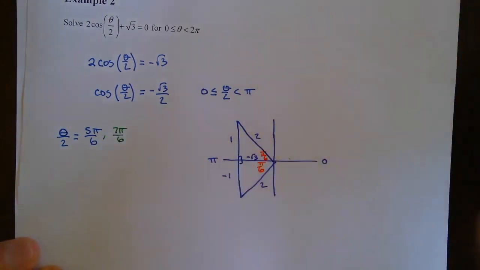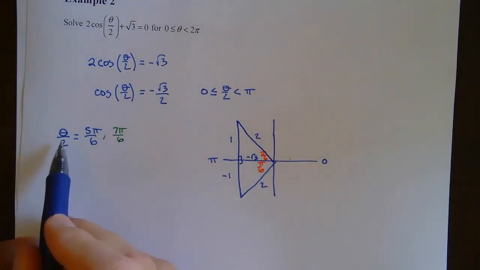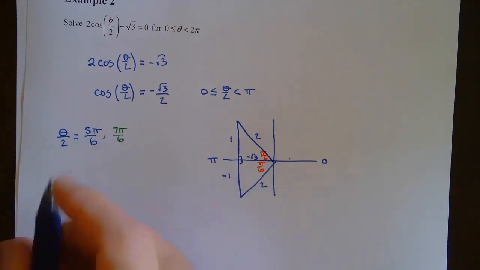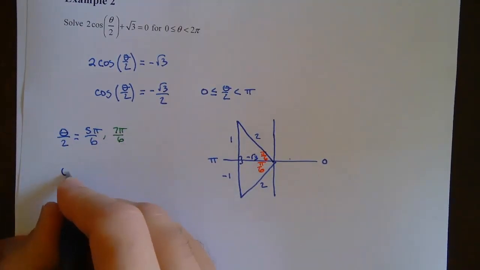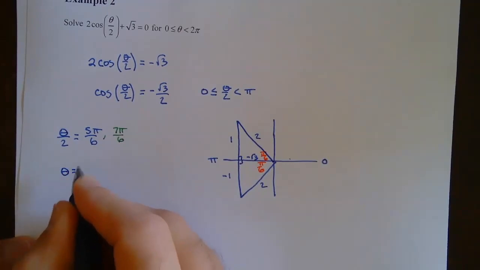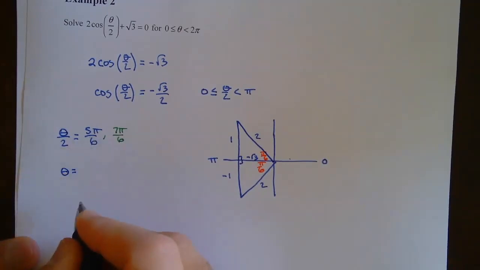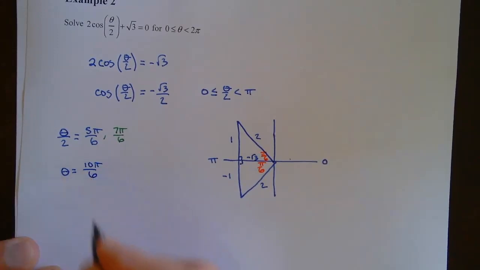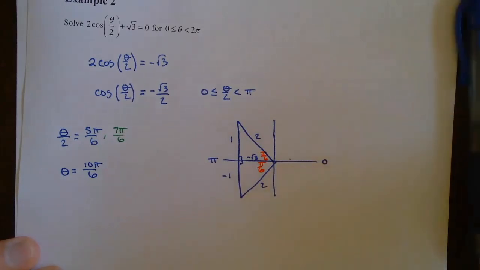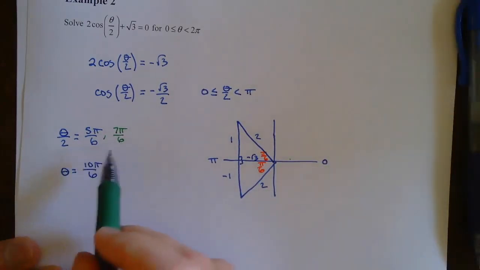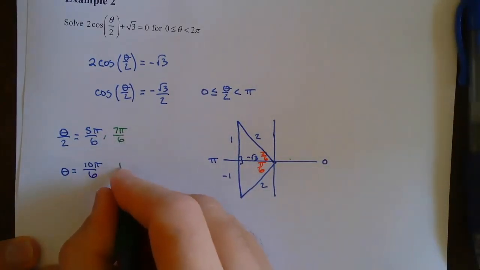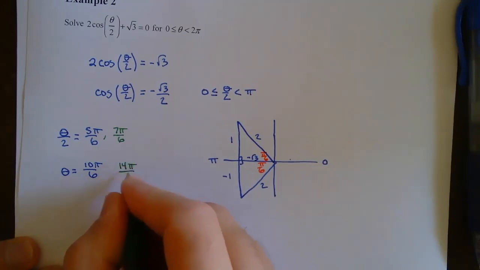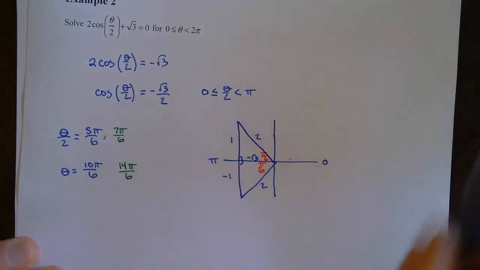Okay, so how would we go about solving this? We would need to get theta by itself. So I need to multiply both sides of this equation by 2. That would mean theta would have to be 2 times 5 pi over 6, which would be 10 pi over 6. And if I did this other one, I'd multiply by 2 and I'd have 14 pi over 6. Now, these can reduce.